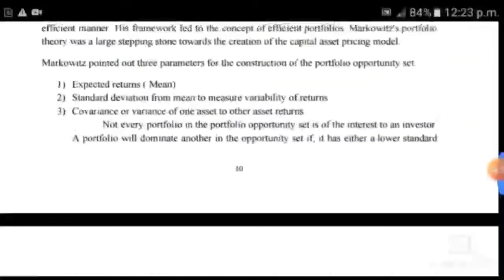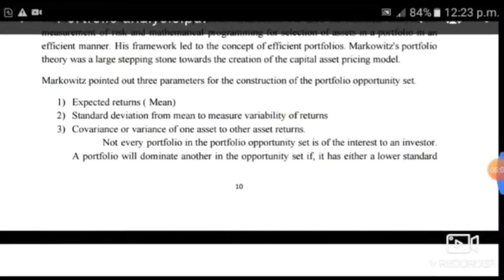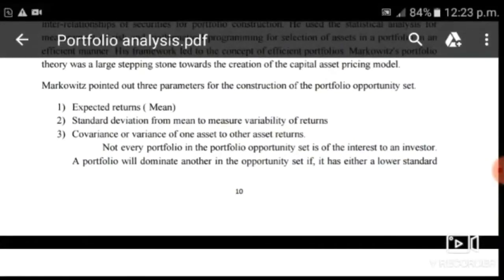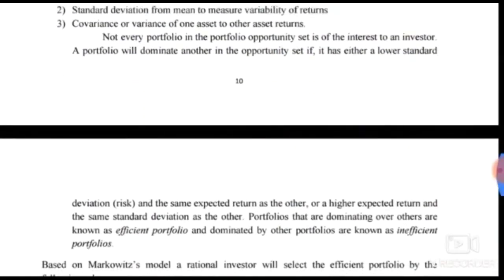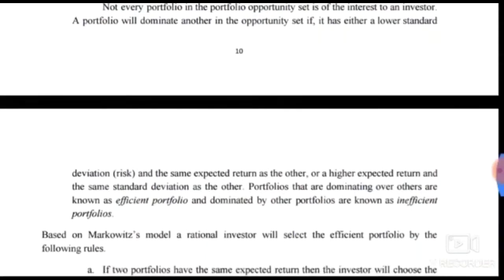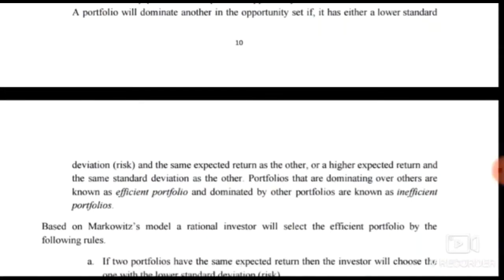Not every portfolio in the opportunity set is of interest to an investor. So we had earlier seen the portfolio opportunity set. Portfolio opportunity set means the number of portfolios we can create from the selected securities. So if we can create 10 portfolios from selected securities, then 10 is the portfolio opportunity set. A portfolio will dominate in the opportunity set if it has either a lower standard deviation and the same expected return, or the highest expected return and the same standard deviation.